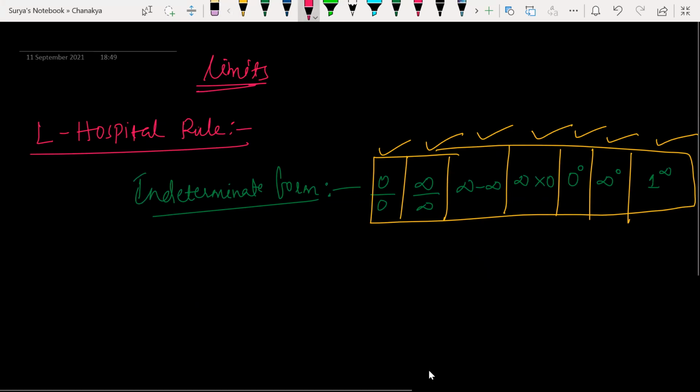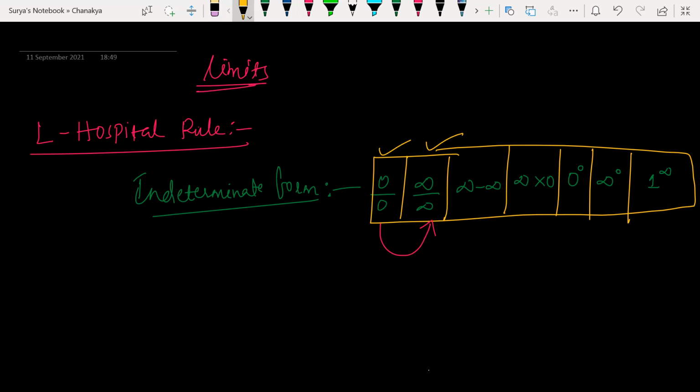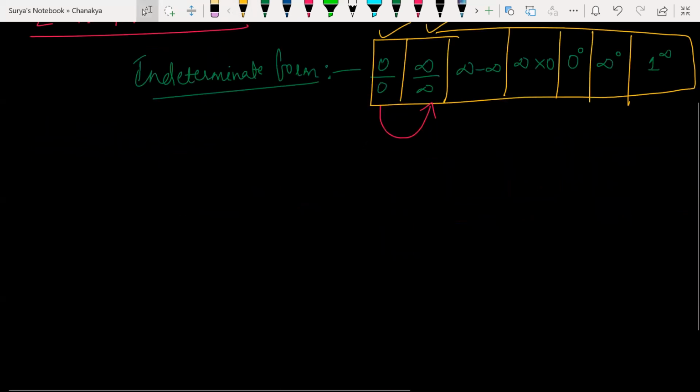L'Hopital rule is applicable whenever you have these two forms, which is 0 by 0 and infinite by infinite. L'Hopital rule is applicable whenever you have 0 by 0 and infinite by infinite. Let us have a look at this.